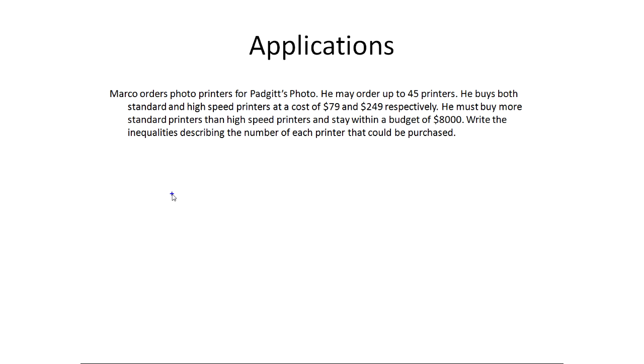So here we're told that Marco orders photo printers. He can order up to 45. He has an option of buying standard and high speed, and we have prices for both. But he has a budget, of course, and again, a limit on how many he can order. So we want inequalities describing the number of each that could be purchased. So we could say x is going to be the number of standard, let's start with standard and go in the same order, and y is going to be the number of high speed.